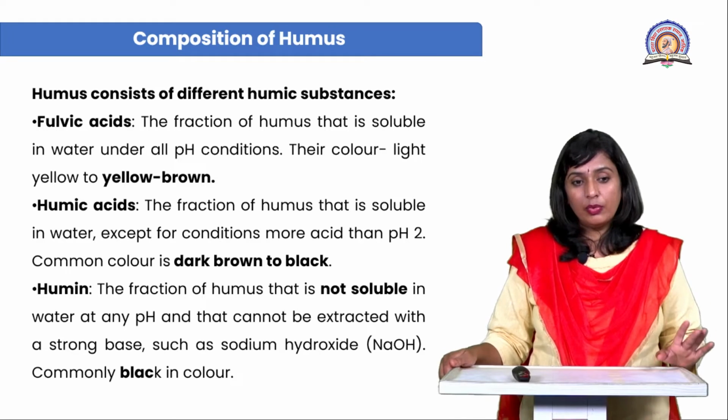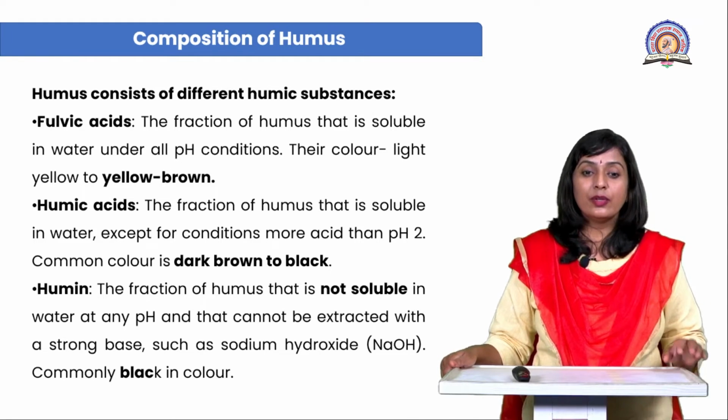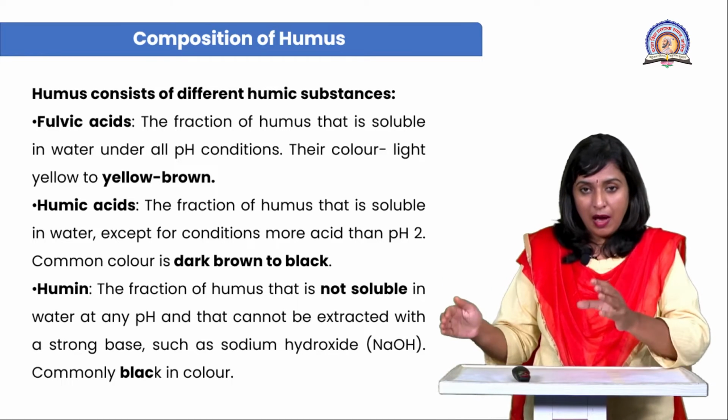Right? So another component is humic acid. Now humic acid is a fraction of the humus, some part of the humus.